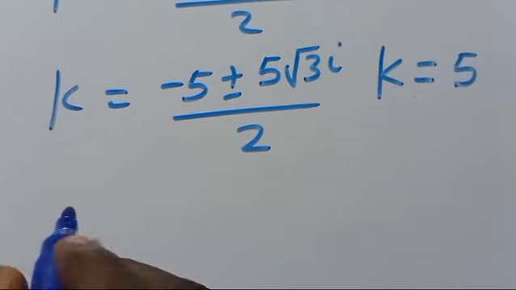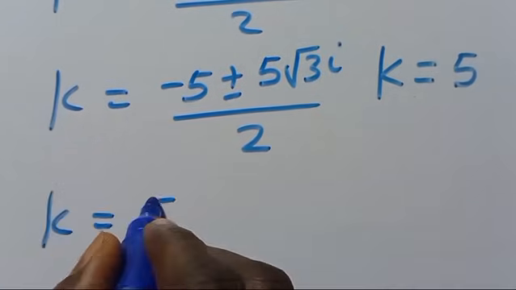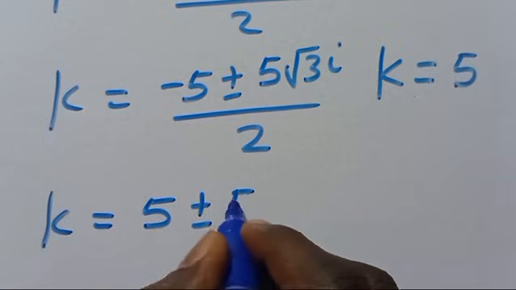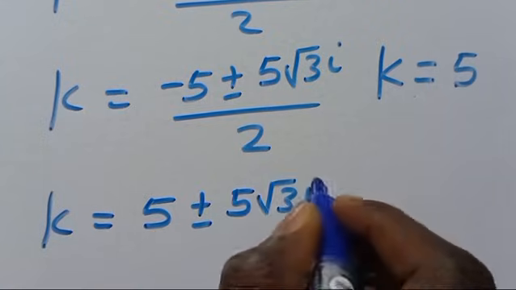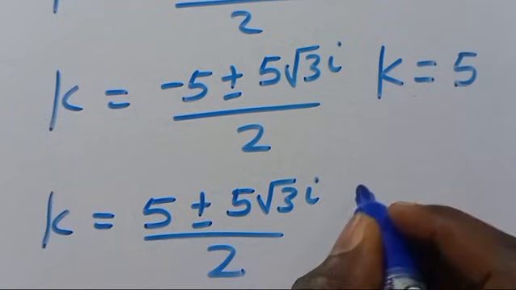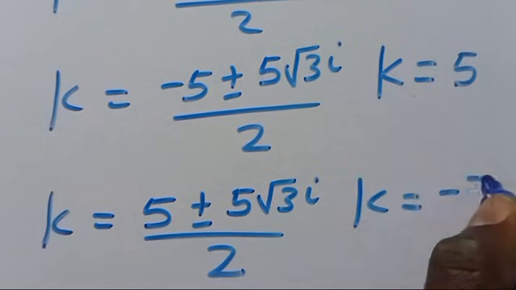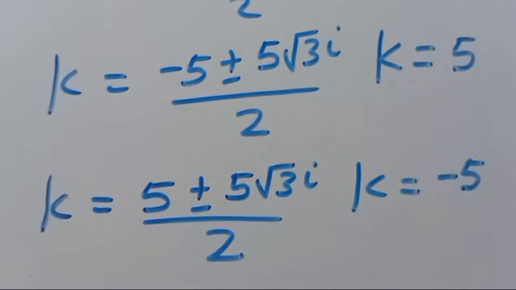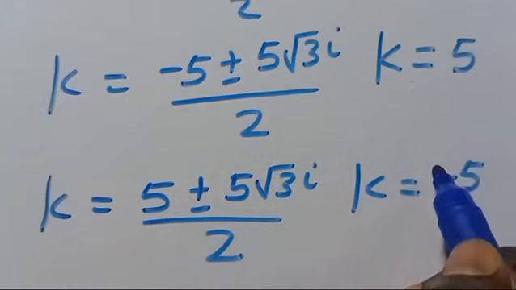Recall from the other one we have k equals 5 positive or negative 5 multiplied by root 3 i divided by 2. Then we also have k equals minus 5. So this is a complex, this is a complex, this is a real solution.